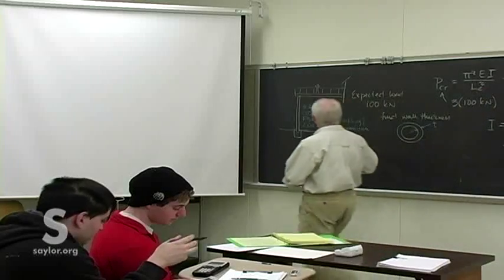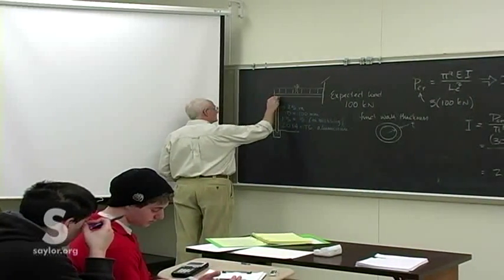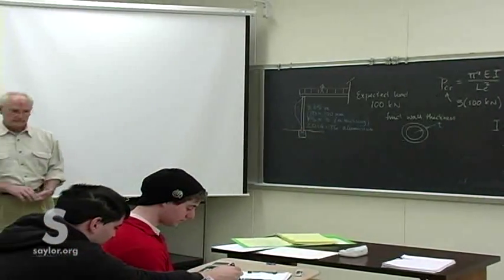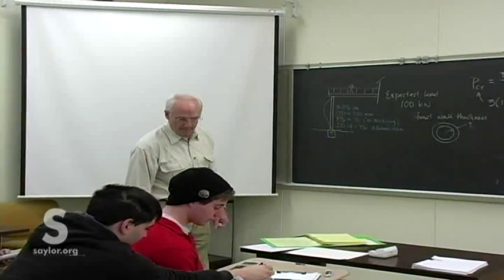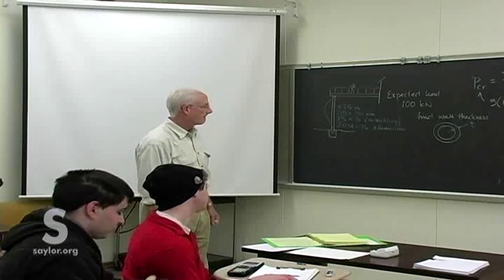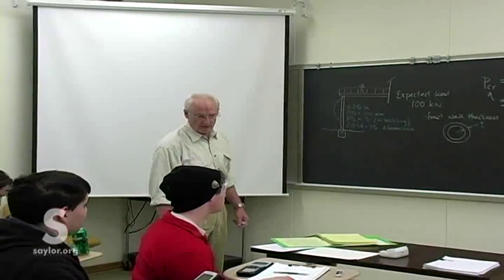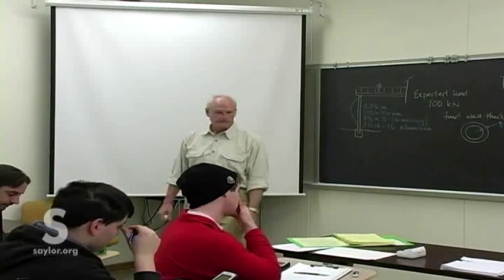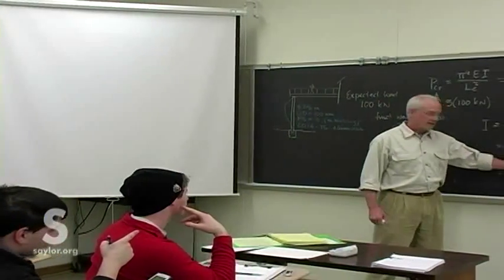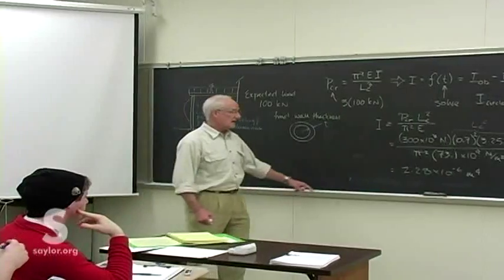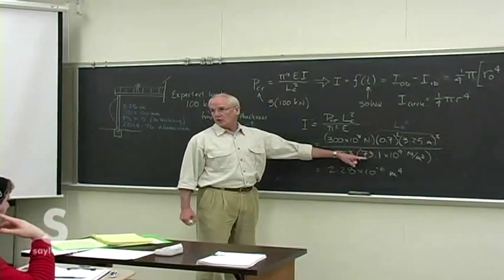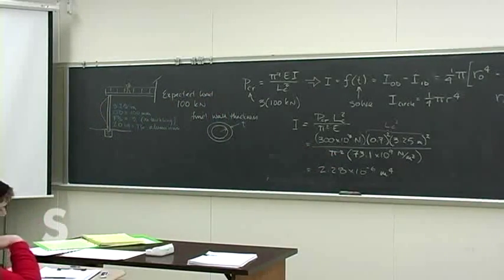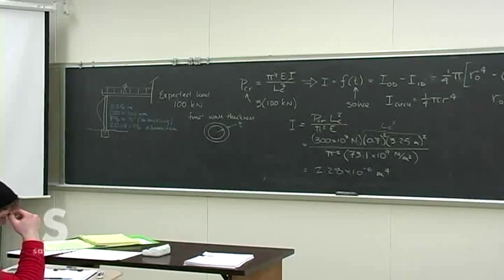With this pin support, we expect the failure mode to be something like that if it does fail. I'm not using 68. Where did 68 come from? Oh, that was my mistake. I had the wrong E. I had the E for 6061 aluminum instead of 2014. So that's the 68.9. But the 68.9 down here is going to give you an even more conservative answer. It makes the factor of safety maybe 3.1 instead of 3.